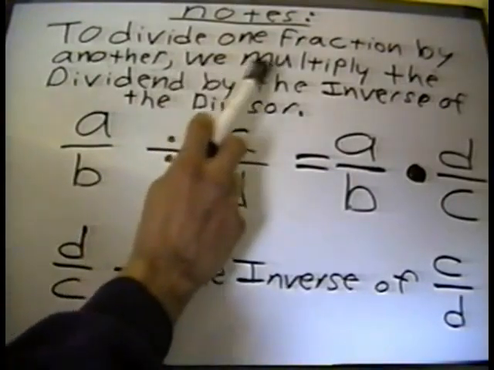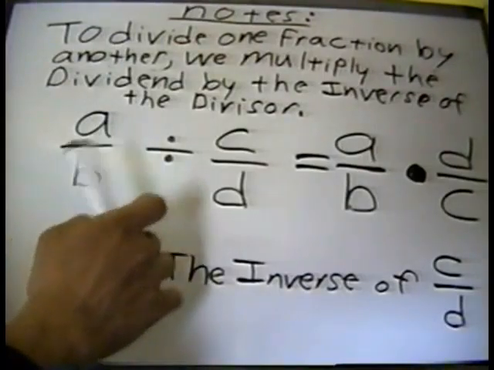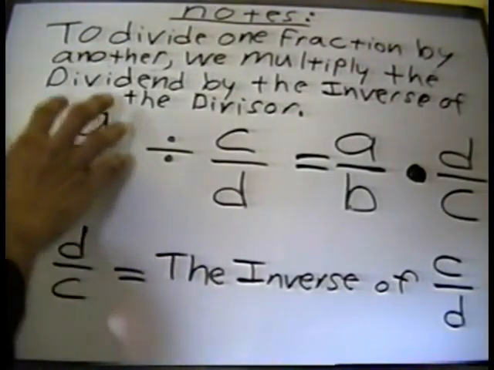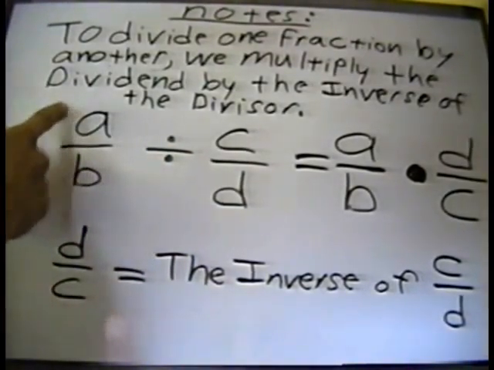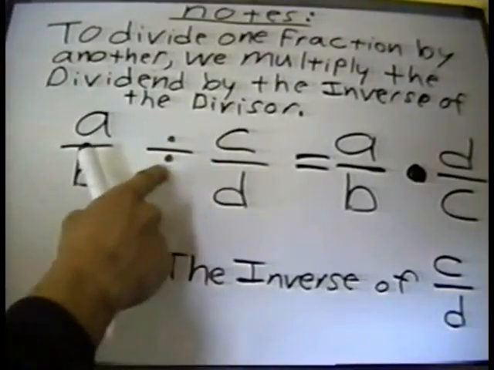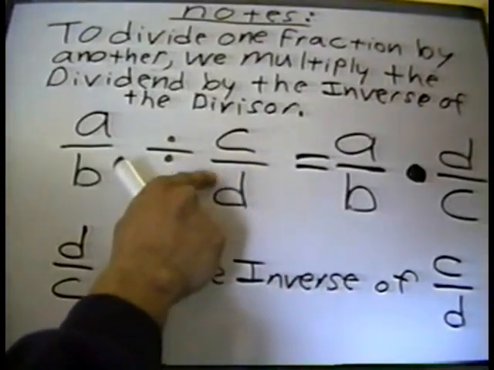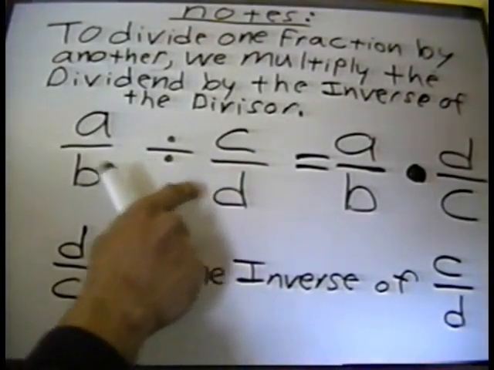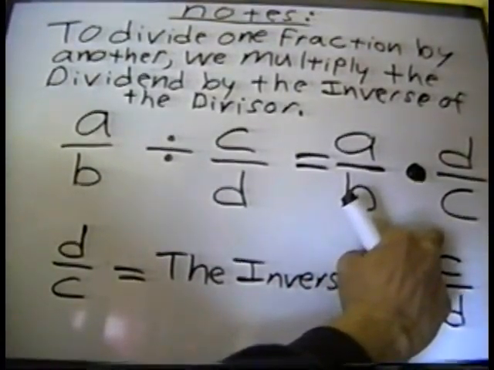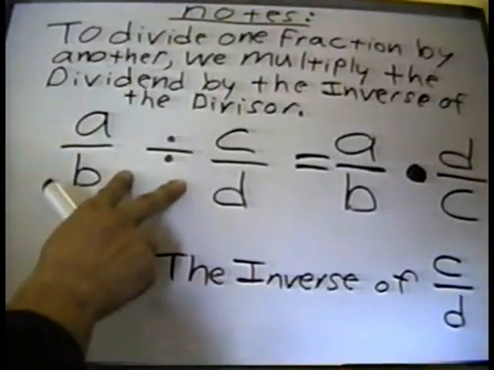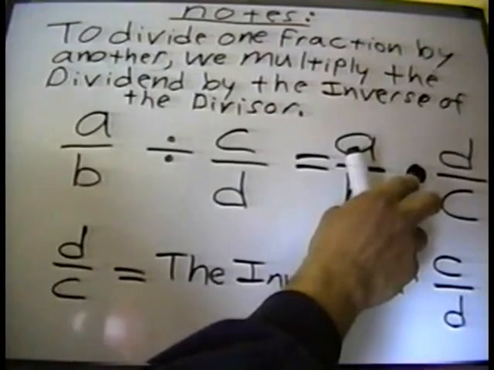So here, for this division, to divide one fraction by another, we multiply the dividend by the inverse of the divisor. In any division, the number that's being divided is called the dividend, which is A over B, and C over D is our divisor. So you multiply the dividend by the inverse of the divisor, and that's how you divide two fractions.